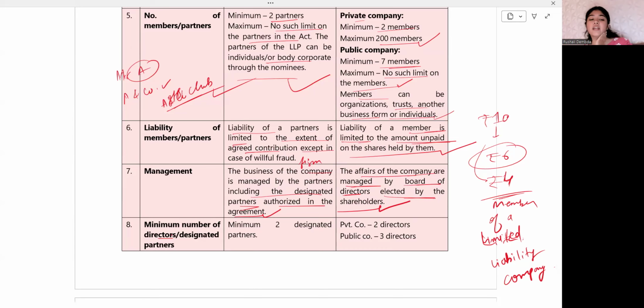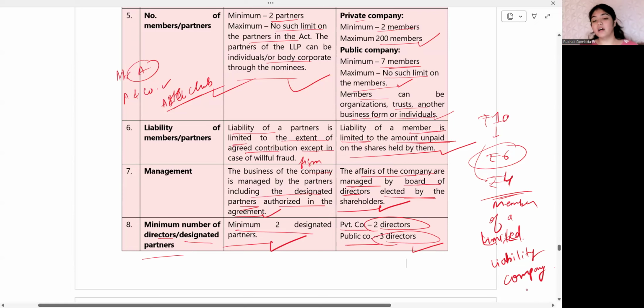Minimum number of directors or partners. Minimum 2 designated partners are required. A private company requires minimum 2 directors and a public company requires minimum 3 directors. Okay. This was the distinction between an LLP, limited liability partnership, and a limited liability company, your private limited or public limited company. Okay. I hope these points are clear to you people.